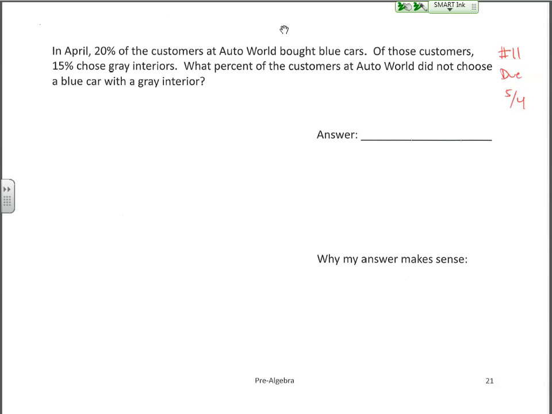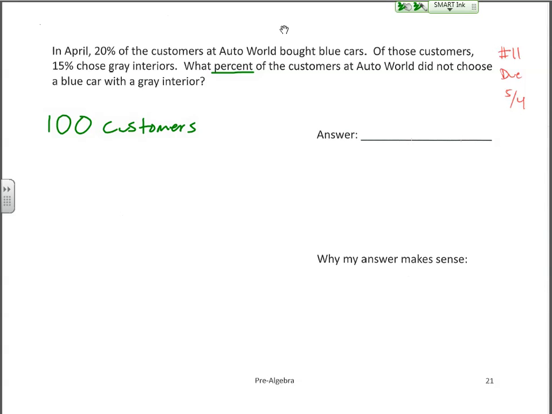firm values here. We can use that to our advantage, though, because since we're only talking about percentages, we can choose how many customers we want to work with at Auto World. Especially since our answer is also a percentage, it really doesn't matter how many customers we start with as long as we can calculate the percents. So we want to choose a number that's easy to work with percentages. And since the word percent literally means out of 100, let's start with 100 customers.